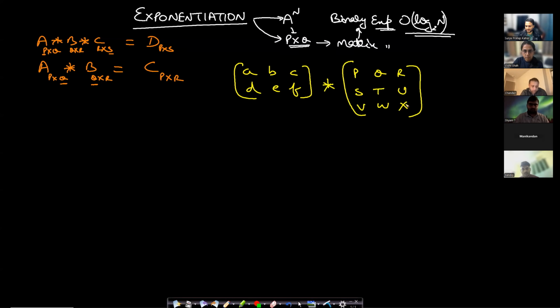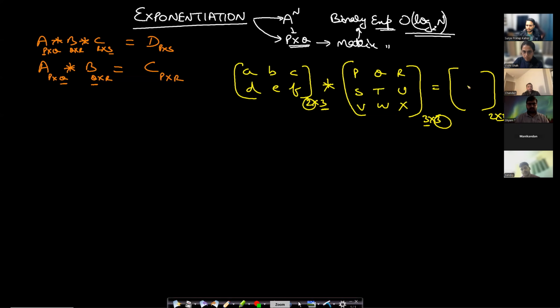Can we multiply this? No. This is of dimension 2 by 3. This is of dimension 3 by 3. So yes, we can multiply, right? So the column here and row here is same. And what would be the resultant matrix? It will be of 2 by 3 size, which is the row here and column here, right?